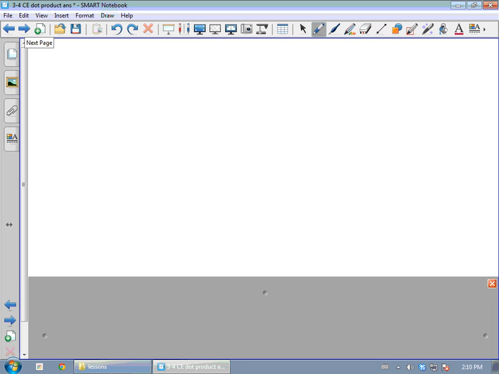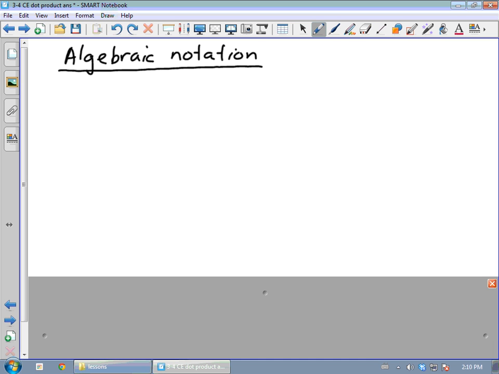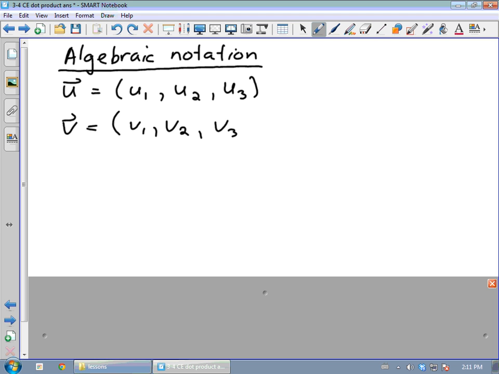All right. Let's do it like this. We'll just say algebraic notation. Again, we're still just doing the dot product here. So let's say we have two vectors, u and v. And we'll represent them as ordered pairs, or we can do ordered triples, actually. They can be three-dimensional vectors. So u has components u1, u2, and u3. v has components v1, v2, and v3.